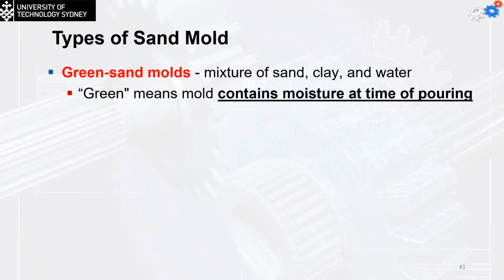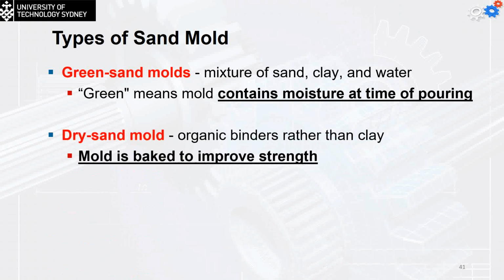The type of sand mold is either the green sand mold. Green means it contains moisture at the time of the pouring. We can have the dry sand mold. That means we remove all the moisture out of it. In the green sand case we use the clay, and you must have the moisture. So simply, if I use organic binders, it's going to improve the strength of the mold and remove the moisture out of it.